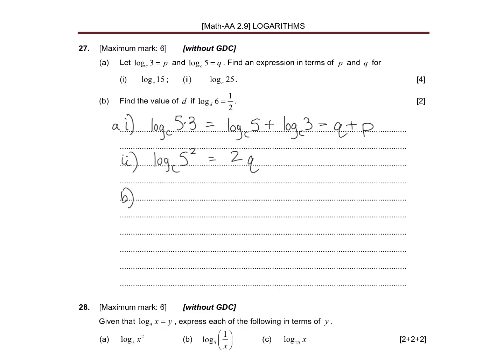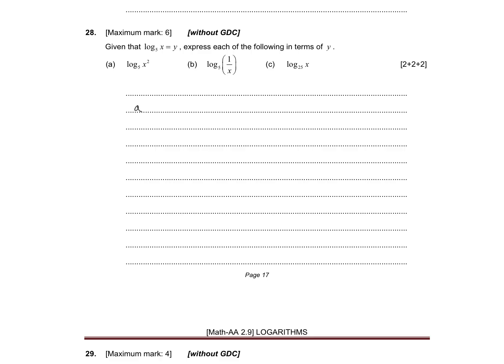And find d, so if we rewrite that exponentially, we're going to have d to the 1/2 is 6. And we just square both sides to get d is 36. For a here, we have that the 2 falls back, log base 5 of x, which is 2y. For b, you can look at it a couple of ways, but we're going to have x to the negative 1, which the negative 1 falls back, and that's negative y.